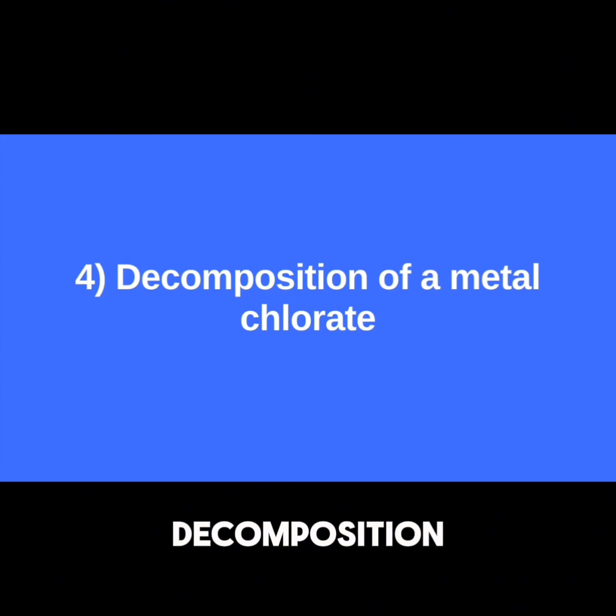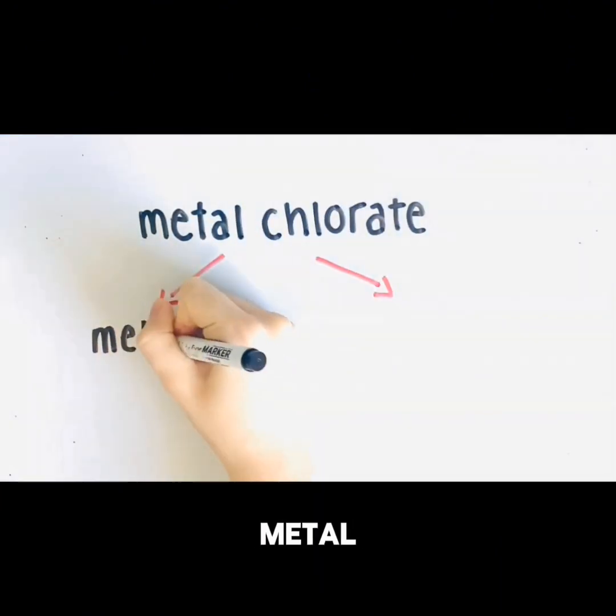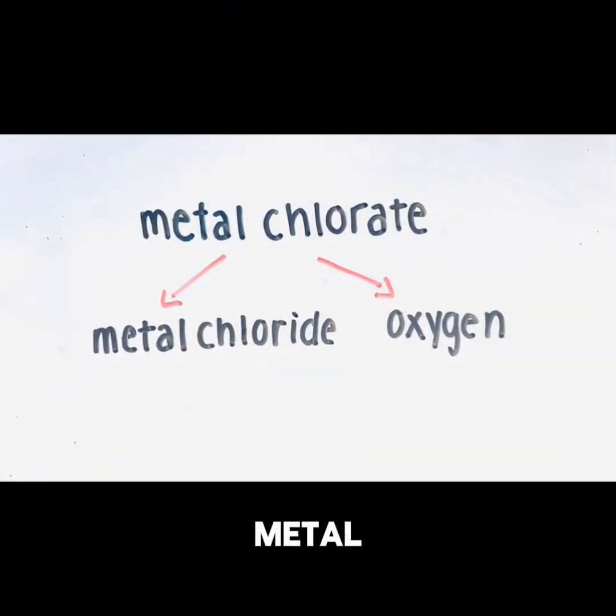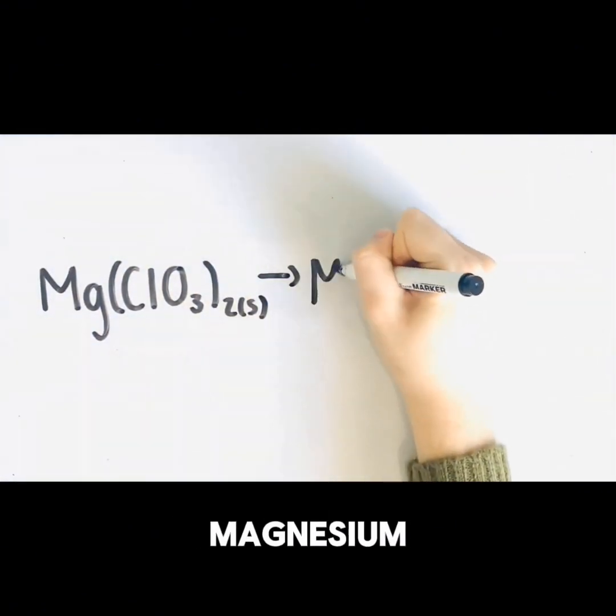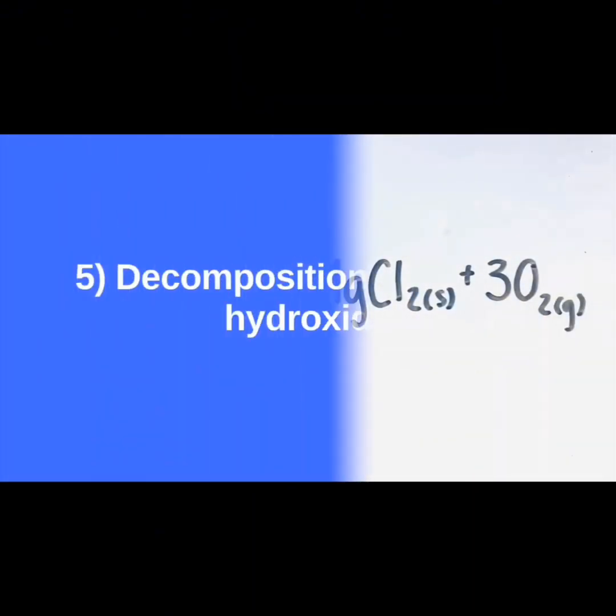Fourthly, decomposition of a metal chlorate. Metal chlorates decompose into a metal chloride and oxygen. For example, magnesium chlorate breaks down into magnesium chloride and oxygen.